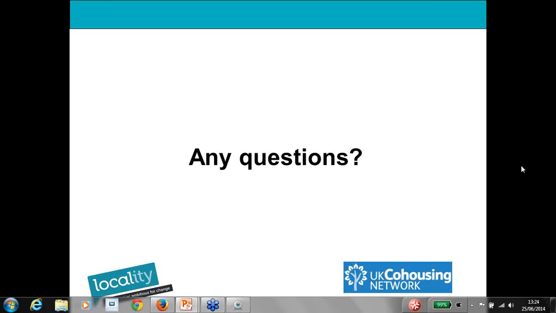Just for information, Locality has many members who are involved in community-led housing projects, as does UK Co-Housing Network, and anyone that's interested in seeing any of those groups and what they're doing only has to get in touch with us, and we'll be happy to point you in the right direction. If there are no other questions for now, I'll hand back to Joe to carry on with the webinar.